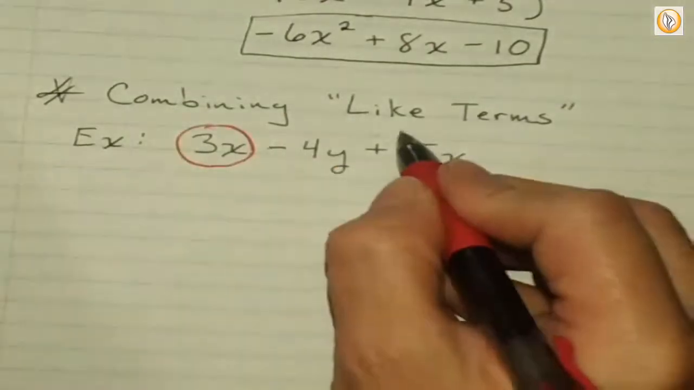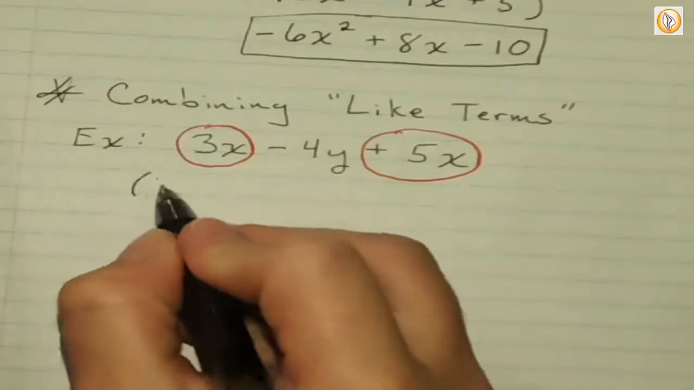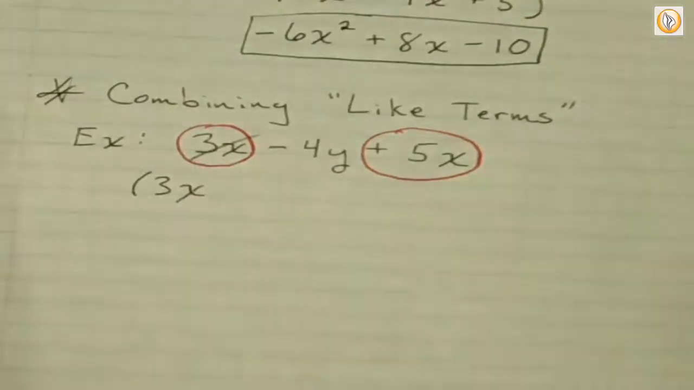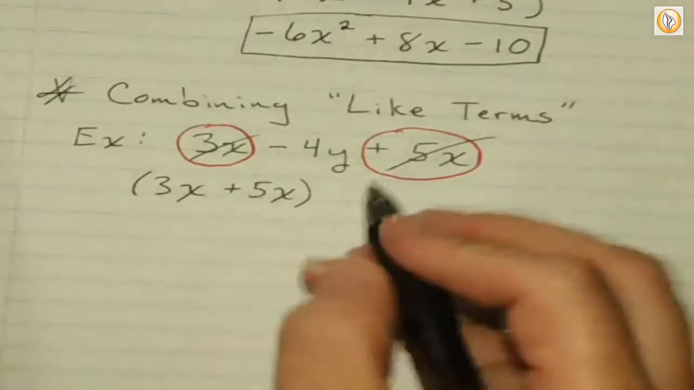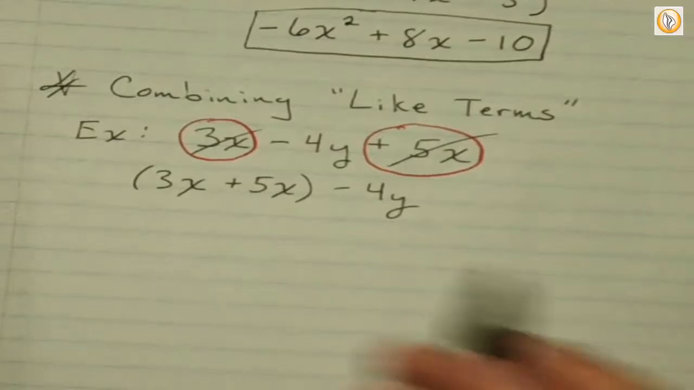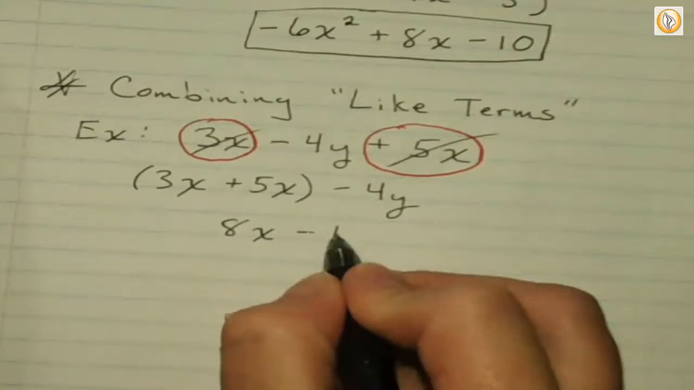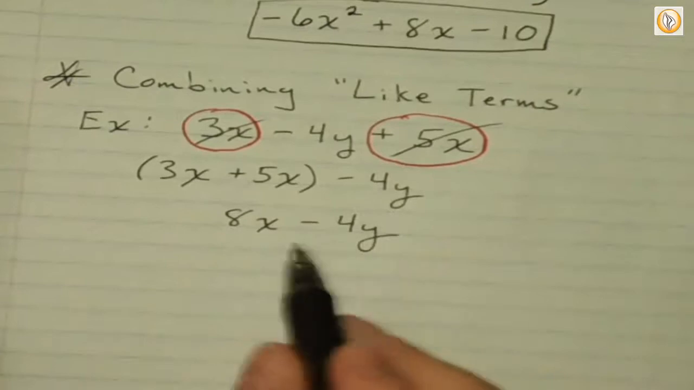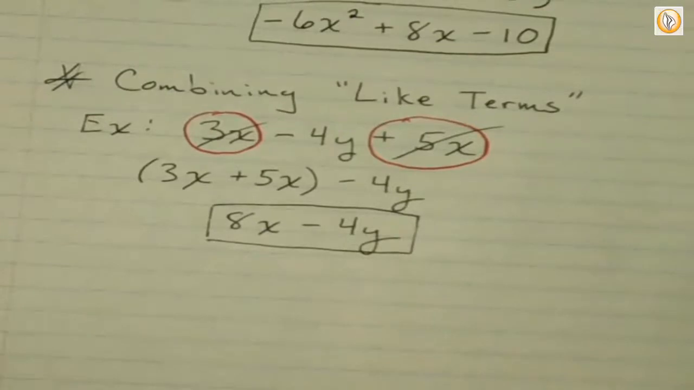Remember this? Circling, and you circle the sign in front. Y'all remember that? All right. So then we say 3x, cross it out, plus 5x, cross it out. And then we just bring down minus 4y. Do y'all remember this? What is 3x plus 5x? 8x. Minus 4y. And I rewrite my problem. Can I combine these two? No, ma'am. There's your answer. Any questions? Excellent.